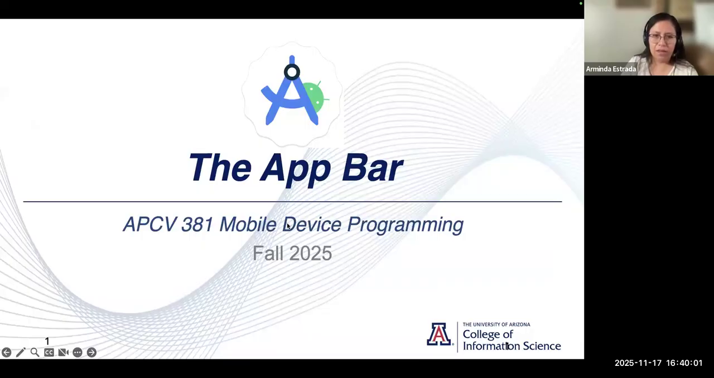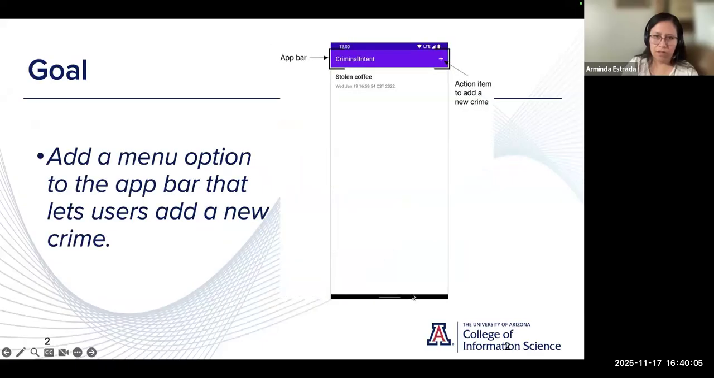Okay, so the app bar, that is chapter 15 of the Android Studio book. So the goal here is to add a menu option. So right here, this is called the application bar. Okay, and it's this purple area here where you have the name of the app, and then you can go ahead and add more menu options here. So it's called an action item, and this action item, for the project that we're working on in the book, is to add a new crime.